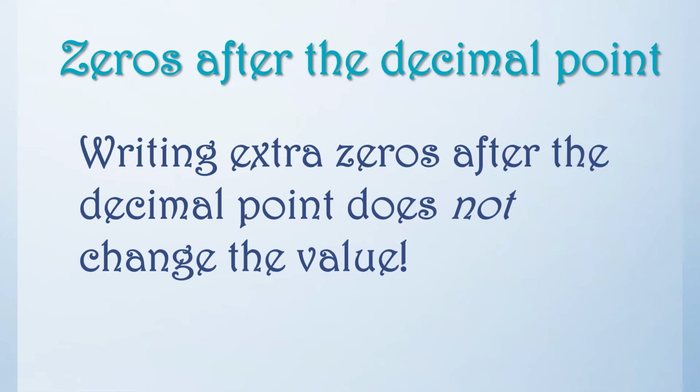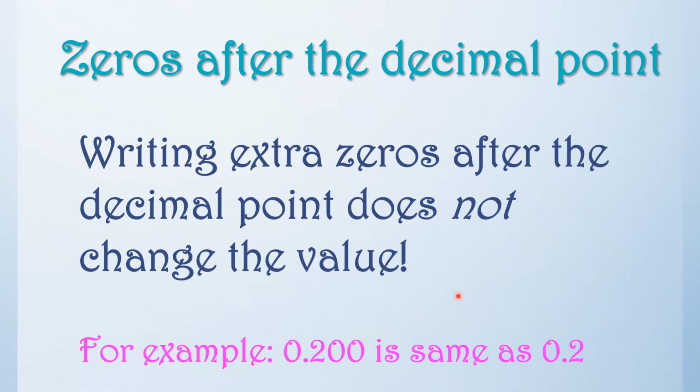Zero increases the value of a number when the number is a whole number, sorry, when it is a natural number. So for a decimal number, even if you write hundreds of zeros after the decimal point, it is not going to change the value. For example, if you write 0.200, two zeros you have added after the decimal point, it is going to be the same as 0.2. It hardly makes any difference if you add 2 zeros, 3 zeros or so many zeros. So no need to write any zeros after the decimal.